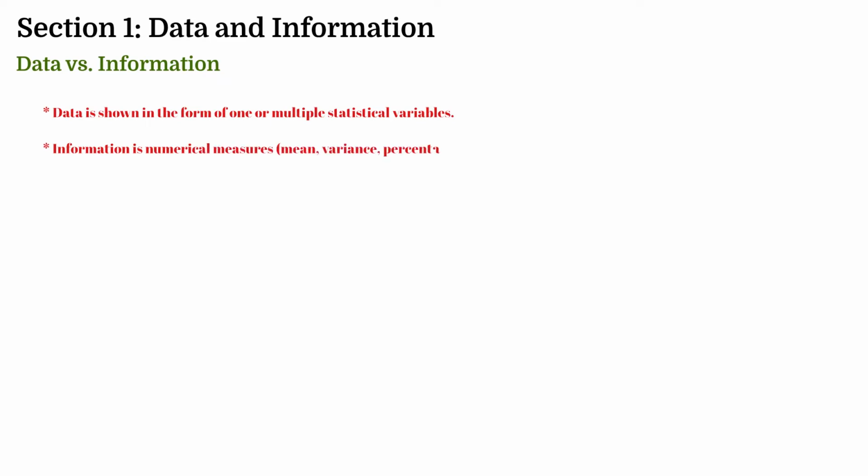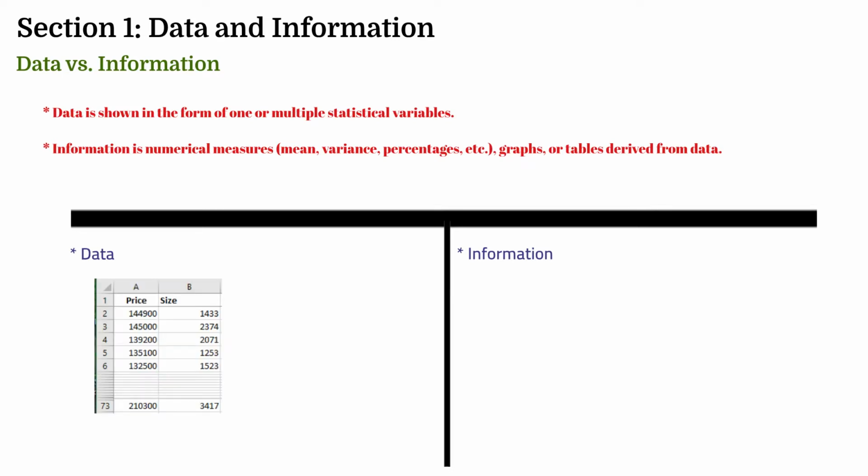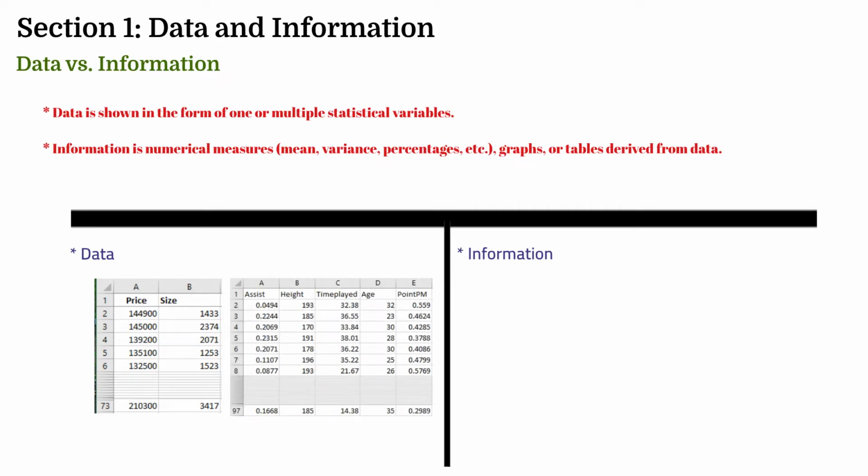Data versus information. Data is shown in the form of one or multiple statistical variables, while information is numerical measures such as mean, variance, percentages, etc., graphs or tables derived from data. Here I have an example of home sale prices and size of homes, and I have 72 observations, that's data.